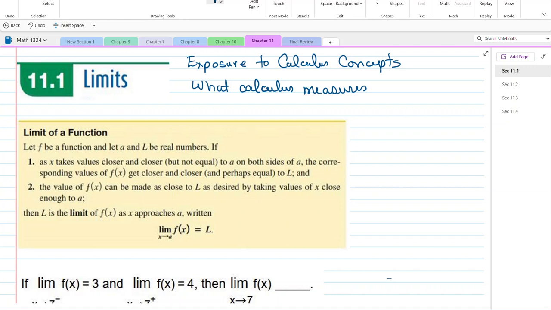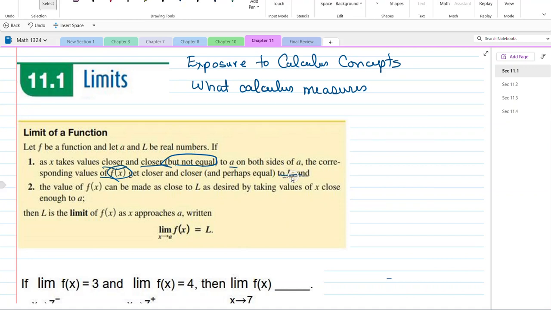So this is what I got from your textbook. Let f be a function. That means for every x there is only one y. And let a and L be real numbers. If, as x takes a value closer and closer, but not equal to a on both sides of a, the corresponding value of f of x is the limit, L.